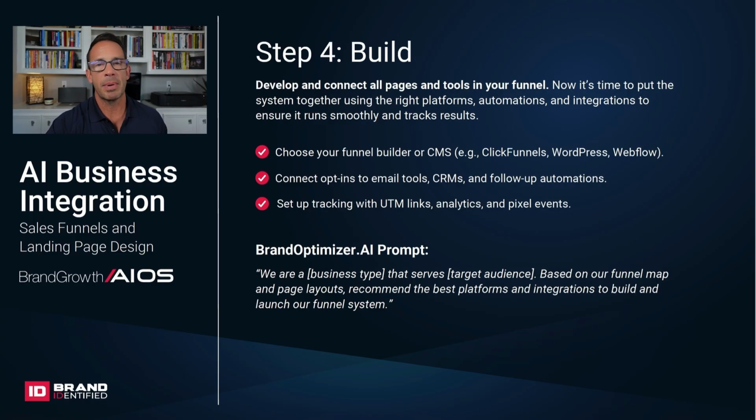And just like in step number 2, I've given you a BrandOptimizer.ai prompt to help you out with step number 3. Step number 4 is to build. Develop and connect all the pages and the tools within your funnel. Now it's time to put the system together using the right platforms, the right automations, and the right integrations to ensure that it runs smoothly and tracks the results. So choose your funnel builder or your CMS. So for example, ClickFunnels, WordPress, or Webflow. Then connect all the opt-ins to email tools, your CRMs, and follow-up automations, and set up tracking with UTM links, analytics, and pixel events. And just like all the other steps, I've given you a BrandOptimizer.ai prompt to help you out with step number 4.